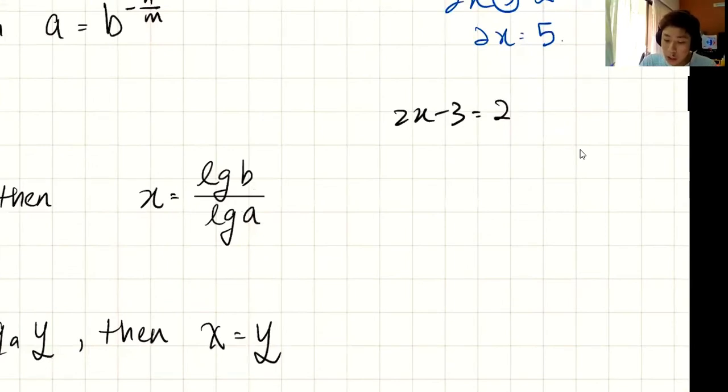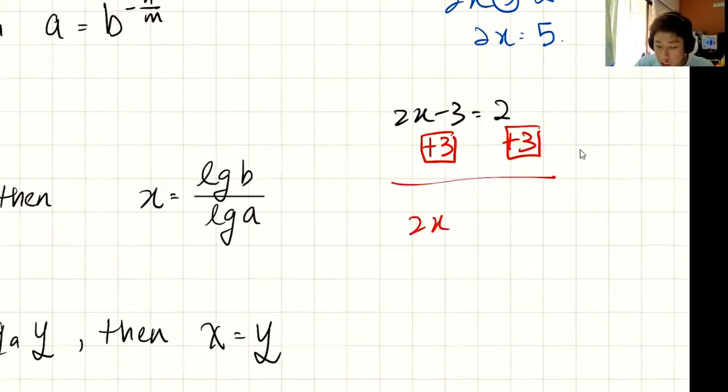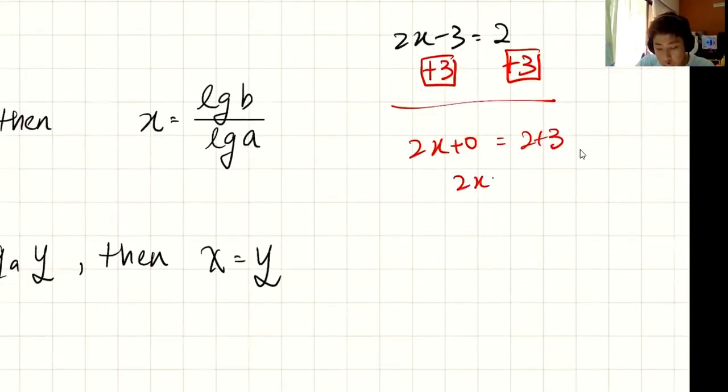How do I remove this -3? I've got to do something on the left-hand side to remove the -3. So -3 plus what will give you 0? Because 0 means you have eliminated it. So -3, you've got to add 3 on the left. When I add 3 on the left, I add 3 on the right. You understand what I mean? So you are left with 2x plus 0 equals 2 plus 3. So you have 2x is equal to 5.